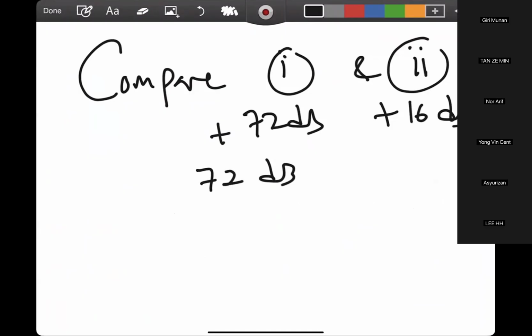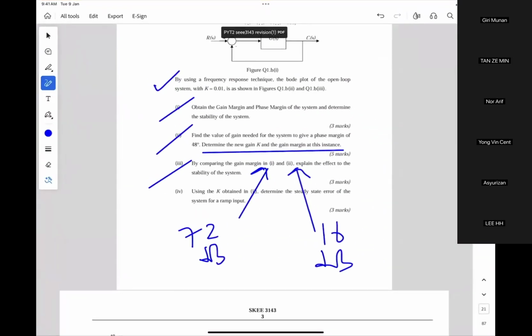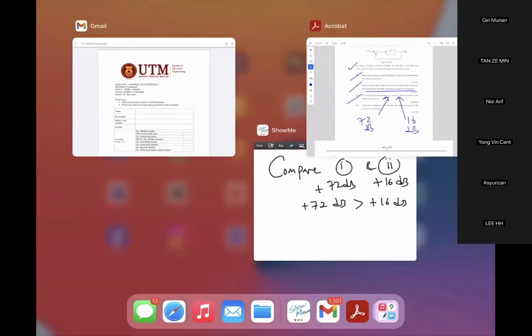Amira, Suraya. Bisa comment. Comment. System Effect to the stable. stability.